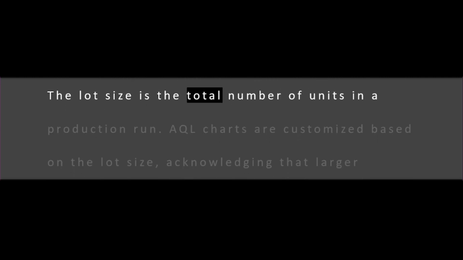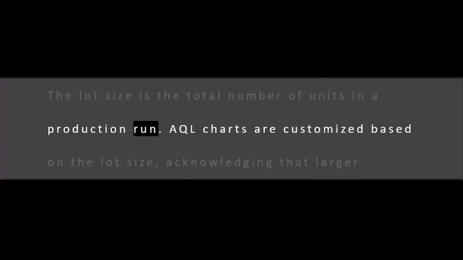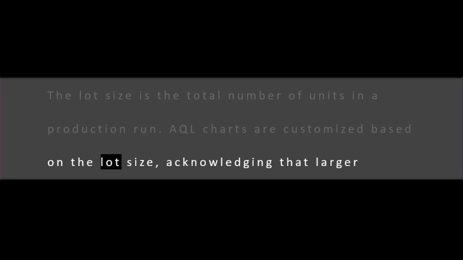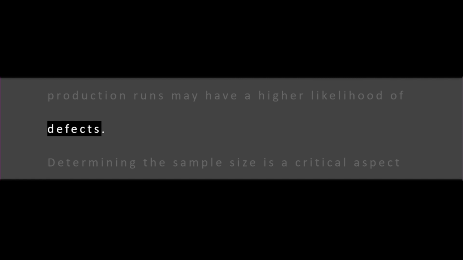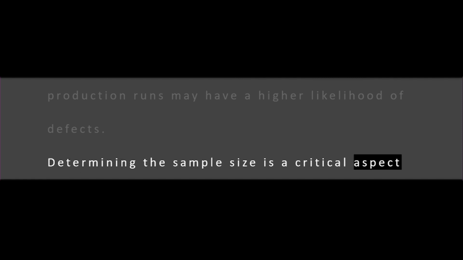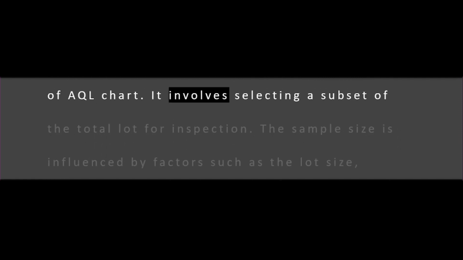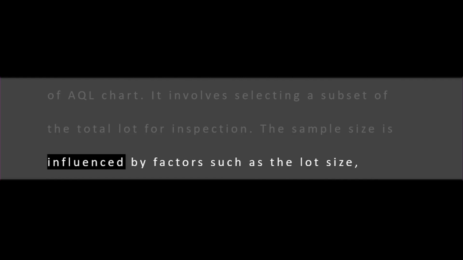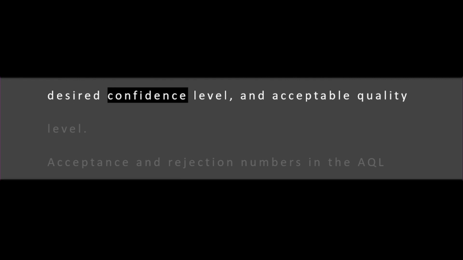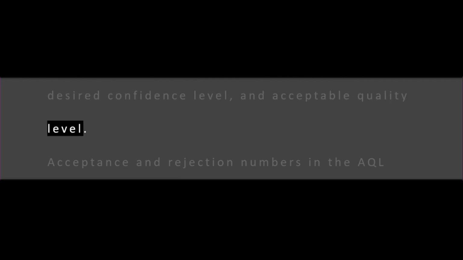The lot size is the total number of units in a production run. AQL charts are customized based on the lot size, acknowledging that larger production runs may have a higher likelihood of defects. Determining the sample size is a critical aspect of the AQL chart. It involves selecting a subset of the total lot for inspection. The sample size is influenced by factors such as the lot size, desired confidence level, and acceptable quality level.